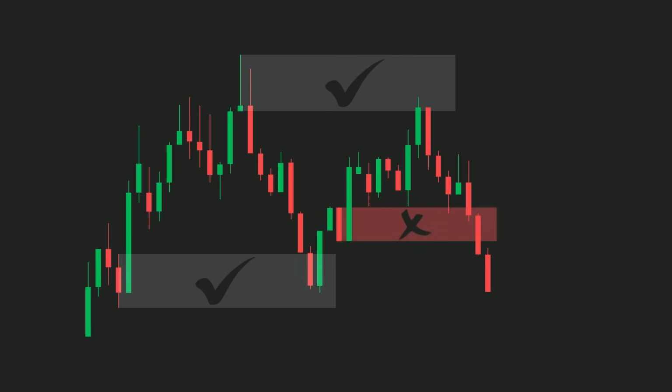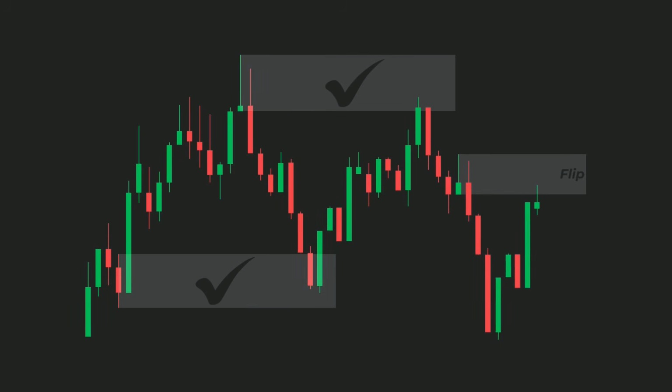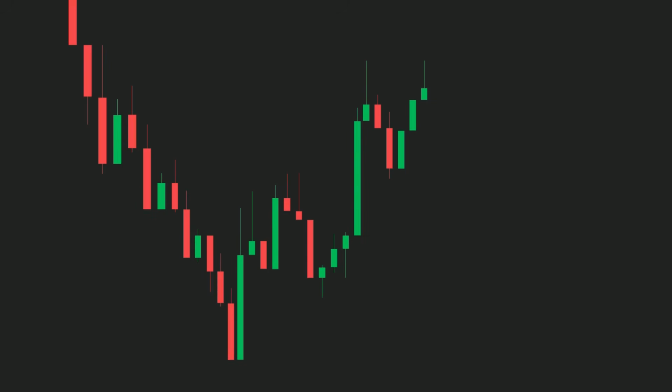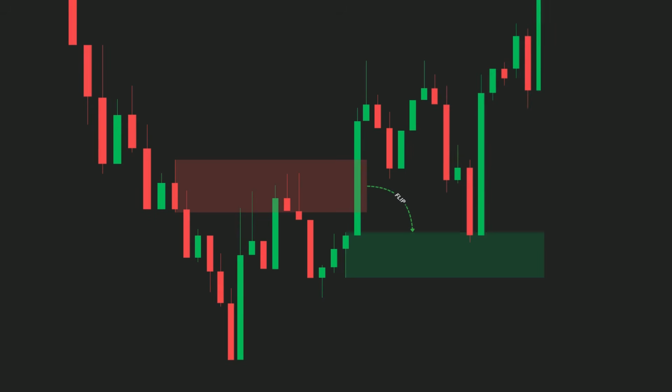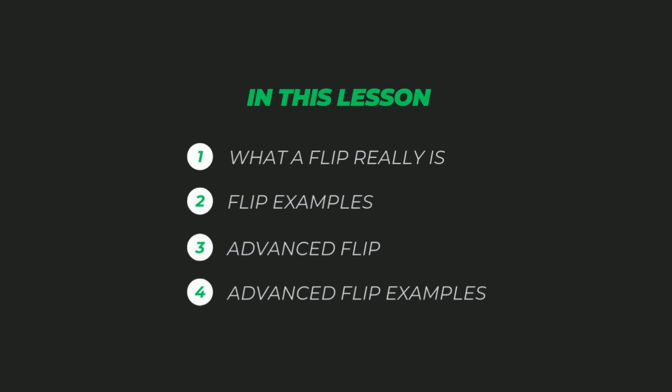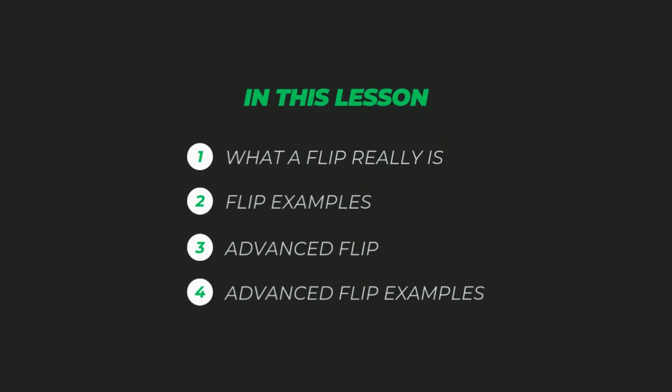Not every order block works, but learning flips helps you uncover the strongest trade opportunities. A real order block flip is the moment the market shifts control from one zone to the opposite zone. And that shift often reveals the strongest setups on the entire chart. In this lesson, I will show you how to identify a true flip, and more importantly, how to use it to unlock more high-probability opportunities.